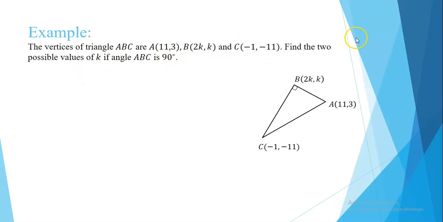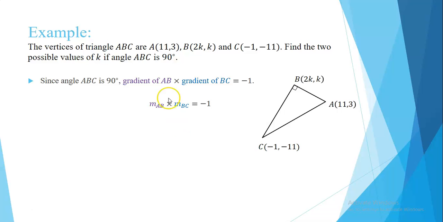So the way we're going to solve this question is using our knowledge of perpendicular lines. Line BC is perpendicular to BA. Since angle ABC is 90 degrees, in other words BC is perpendicular to BA, we know that the gradient of AB multiplied by the gradient of its perpendicular line, BC, will always give us -1.